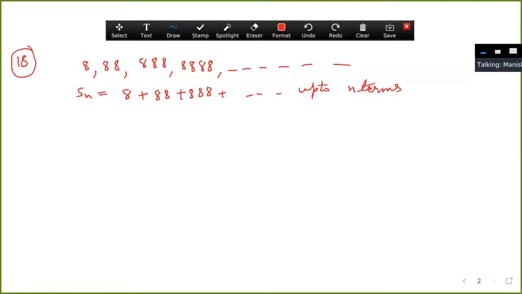Now write it like this. Suppose you take 8 common from this statement. If you take 8 common, what you will get? 1 plus 11 plus 111 plus up to n terms.